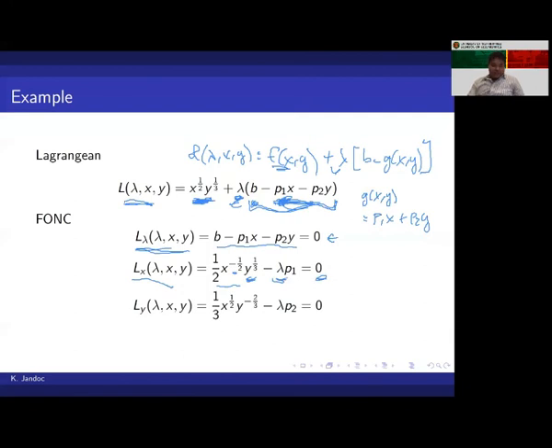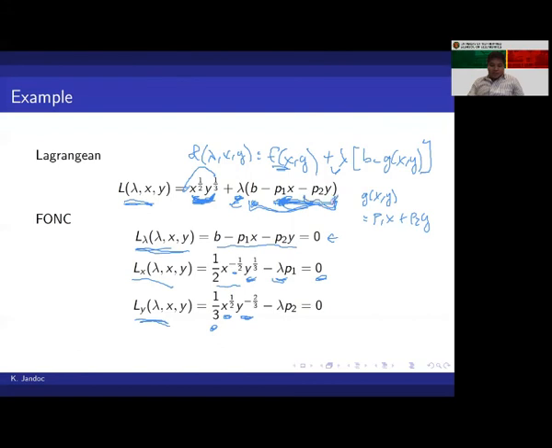And then finally, the first order partial derivative of the Lagrangian L with respect to y. So bring down the exponent, this is 1/3. Treat x as a constant, so x raised to 1/2. And then the exponent of y is 1/3 minus 1, which is negative 2/3. So this is y raised to negative 2/3. And then lambda appears here. Y appears here.